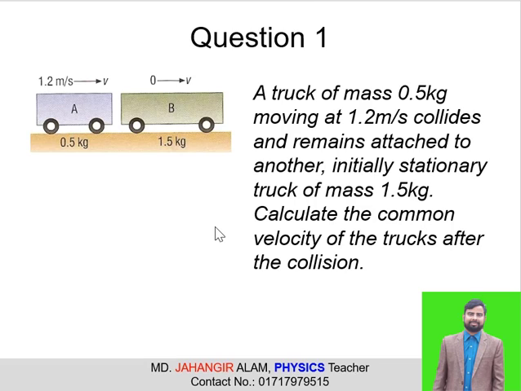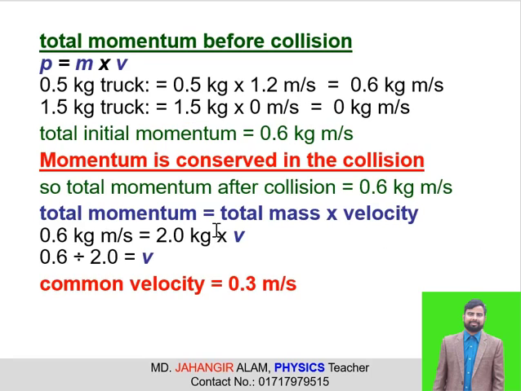That means after collision, these two trucks remain attached to each other. In this case, we have to find out the common velocity after collision. First, total momentum before collision. We know momentum equals mass into velocity. So momentum of the 0.5 kg truck is 0.5 kg into initial speed 1.2 meter per second, so 0.6 kg meter per second. And momentum of the 1.5 kg truck: the initial speed of the second truck is zero, so momentum will be 0 kg meter per second. So total initial momentum, before collision, is 0.6 kg meter per second.